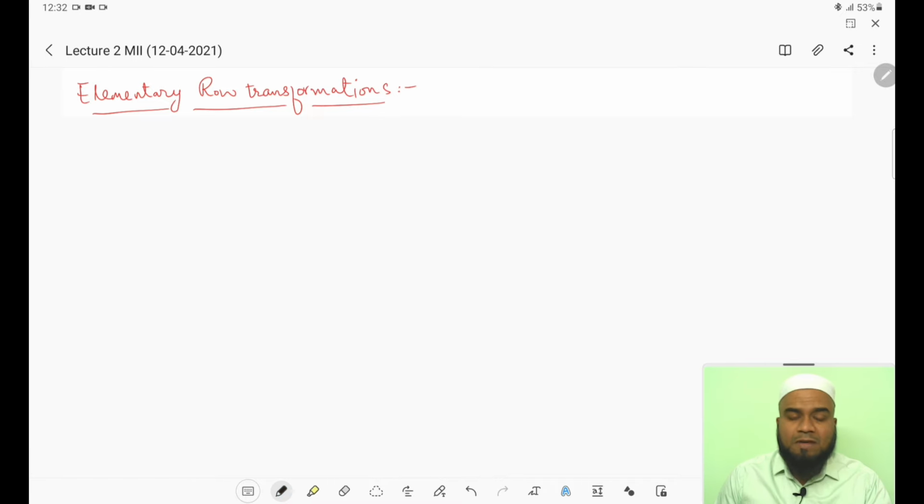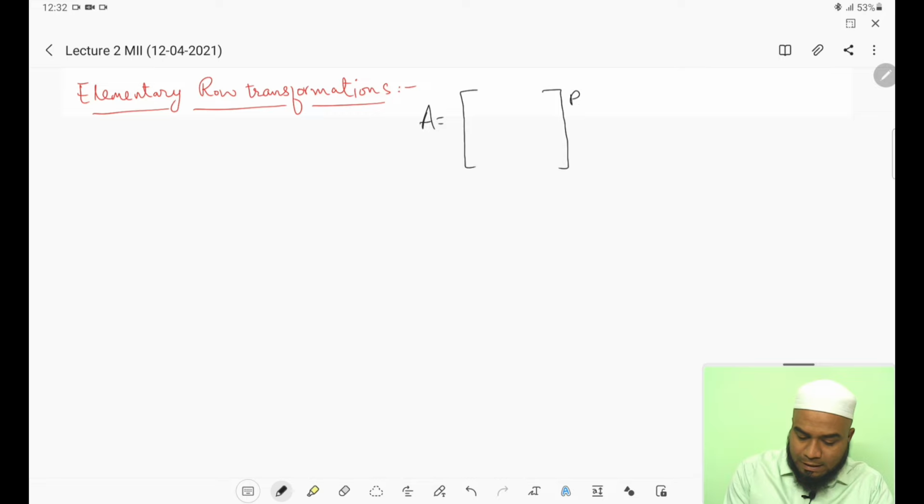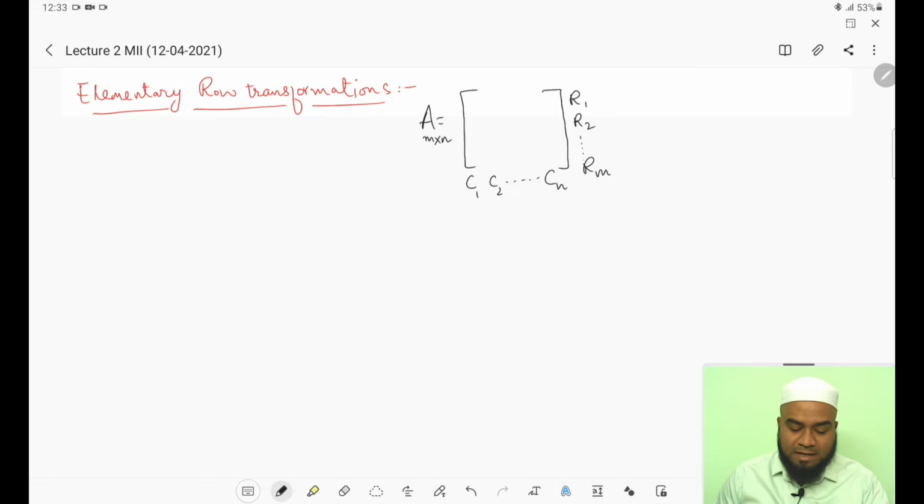So suppose I am given a matrix A which is something like this. A is given, which is having a few rows like row 1, row 2 and so on, row m, right? Column 1, column 2 and so on, column n. So what will be the order of this matrix? M by n, because m rows are there and n columns are there. A is a matrix of order m by n in which m rows are there and n columns are there.